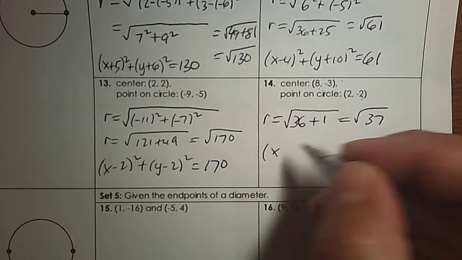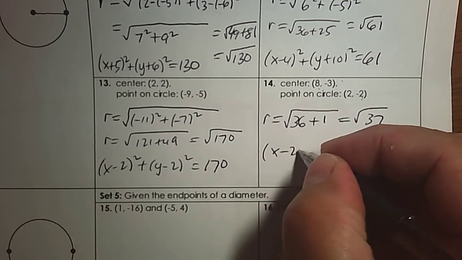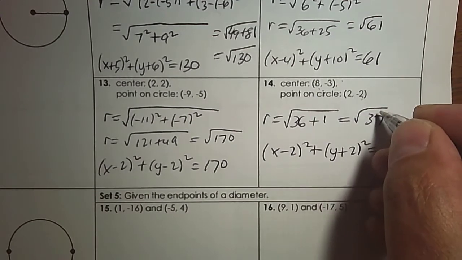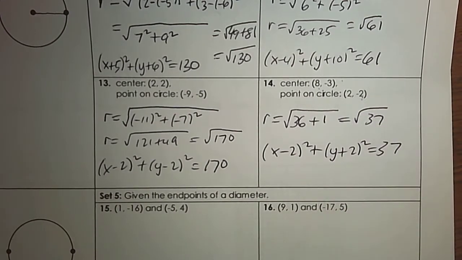37, here we go. So it's x, the center. X subtract 2, it's y plus 2, and then square a square root, you're just left with 37, and you're able to find that equation of a circle if you're given certain information.